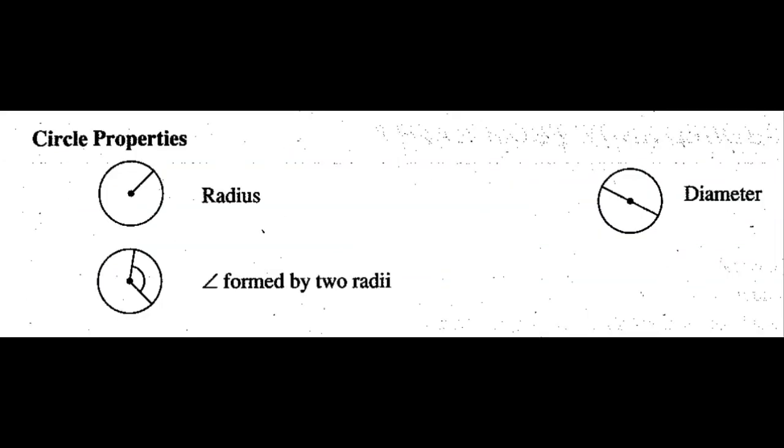Next is circle properties. Radius of a circle, which is very straightforward, everybody knows, and that's the radius. We have the diameter, which is 2 times the radius, and then we have this angle that is formed between the two radii, which we call the central angle, and then we're going to talk about that as well, and that's for the circle.